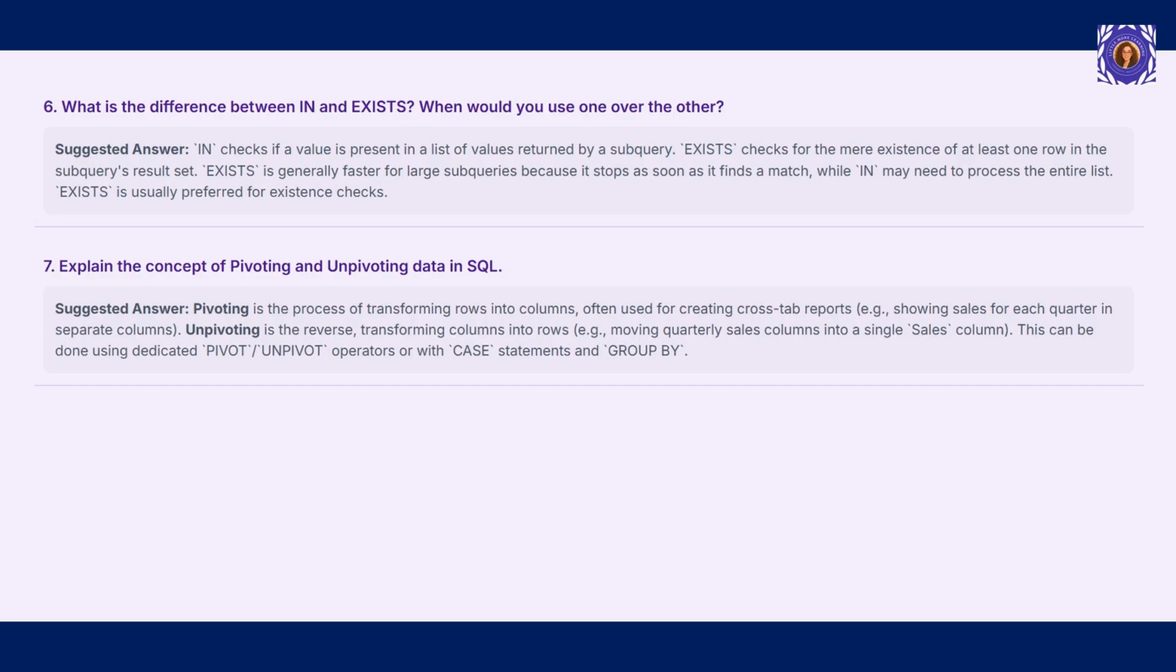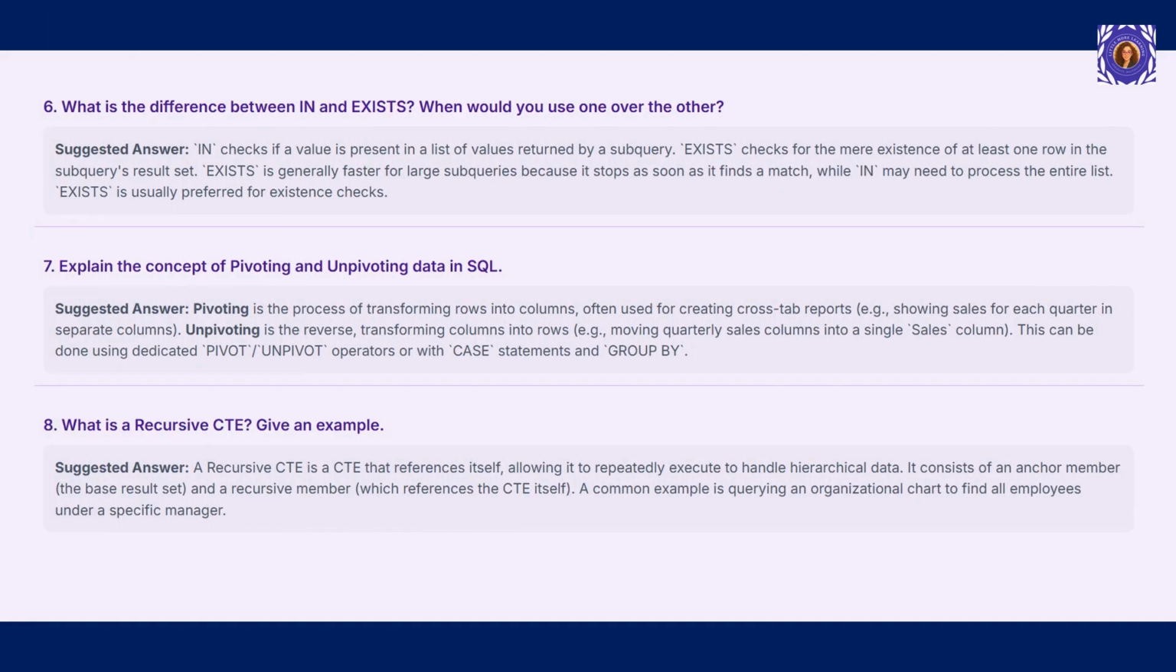Explain pivoting and unpivoting. Pivoting transforms rows into columns, typically for reporting. Unpivoting is the reverse, transforming columns back into rows. What is a recursive CTE? A recursive CTE is a CTE that references itself to handle hierarchical data, like an organizational chart.